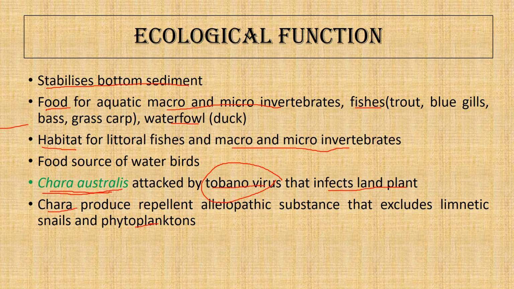Also, Chara has got allelopathic substances. Now these allelopathic substances exclude limnatic snails and phytoplankton also. Also, where Chara grows, we do not see any mosquito larvae. This is also due to the allelopathic substances. The Chara does not allow growth of snails, other phytoplankton, as well as the mosquito larvae due to these allelopathic substances.